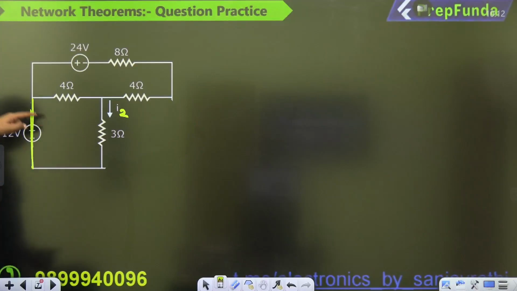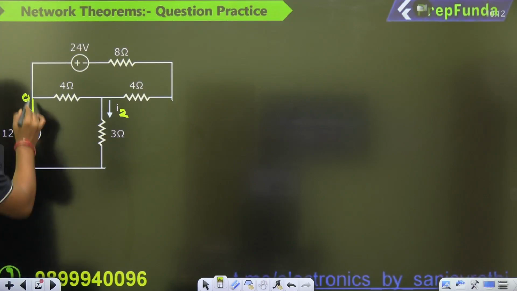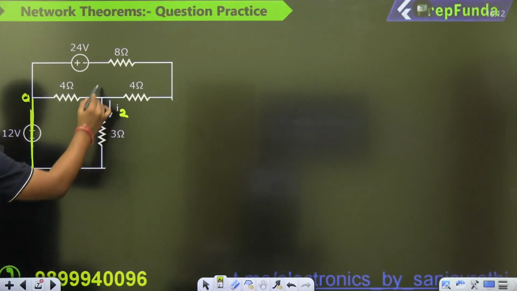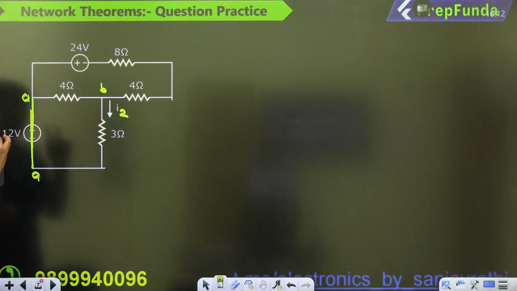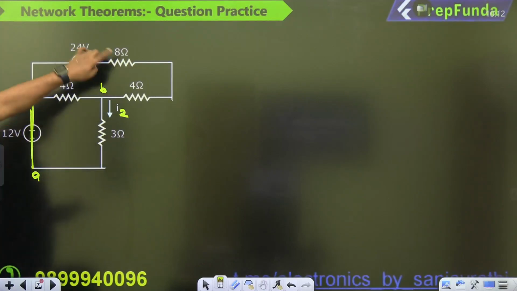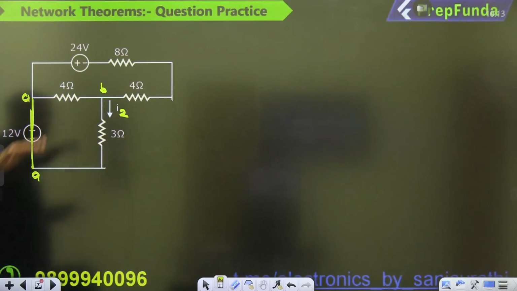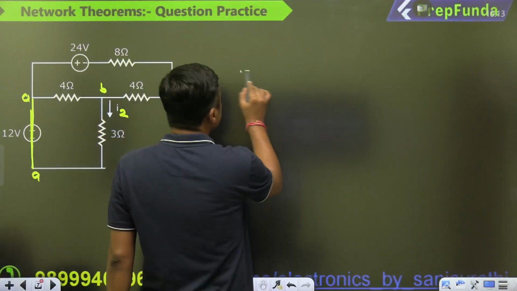Now, watch this. This 3 ohm is parallel. Let this be A. Let this be B. So, these 8 and 4 are in series. So, that has become the 12 with 24 volt battery. And then 4 and 3 are in what? Parallel. Redraw the diagram.